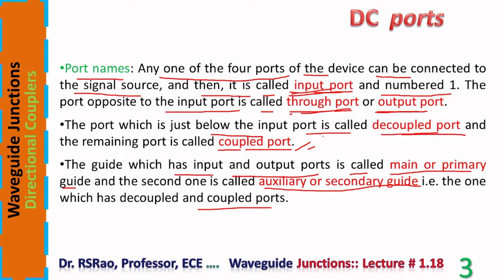The structure of directional coupler consists of two pieces of rectangular waveguides with a connection or coupling between them. Each piece has two openings. The piece which has input and output ports, that piece is called main or primary guide, whereas the second one is called auxiliary or secondary guide.